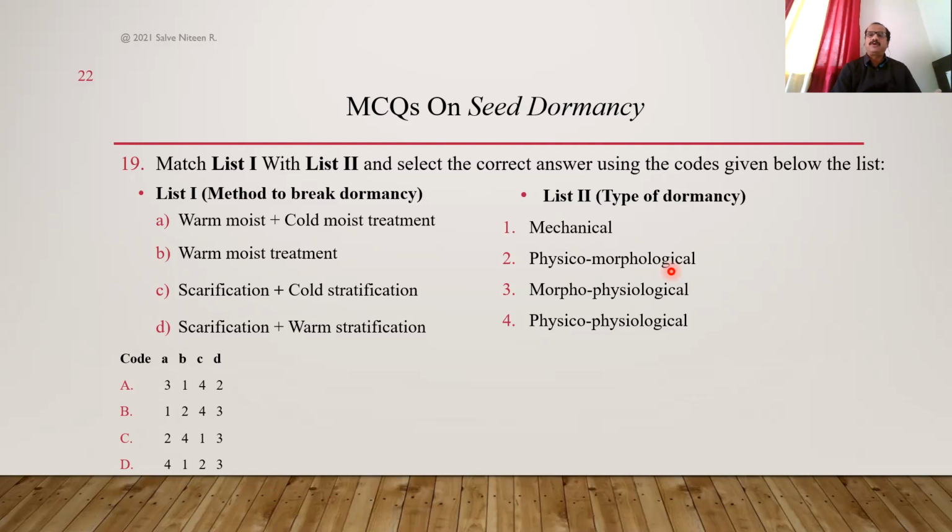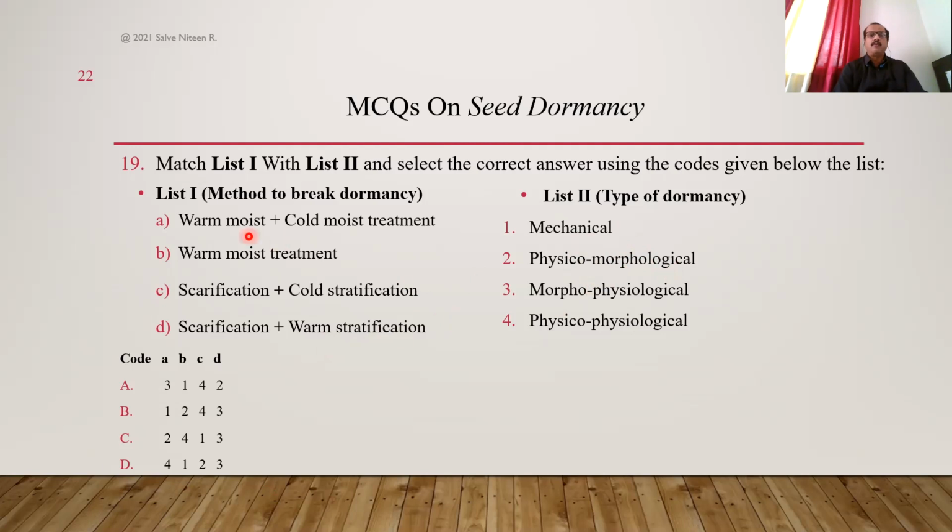In case of morphological dormancy, the growth of embryo is very restricted, so it has to grow. In case of mechanical dormancy, the embryo is capable of growing, but the outer seed coverings are not allowing it to grow. So if you give warm stratification, both the types, mechanical as well as morphological dormancies, can be broken down. So here now we can easily match out.